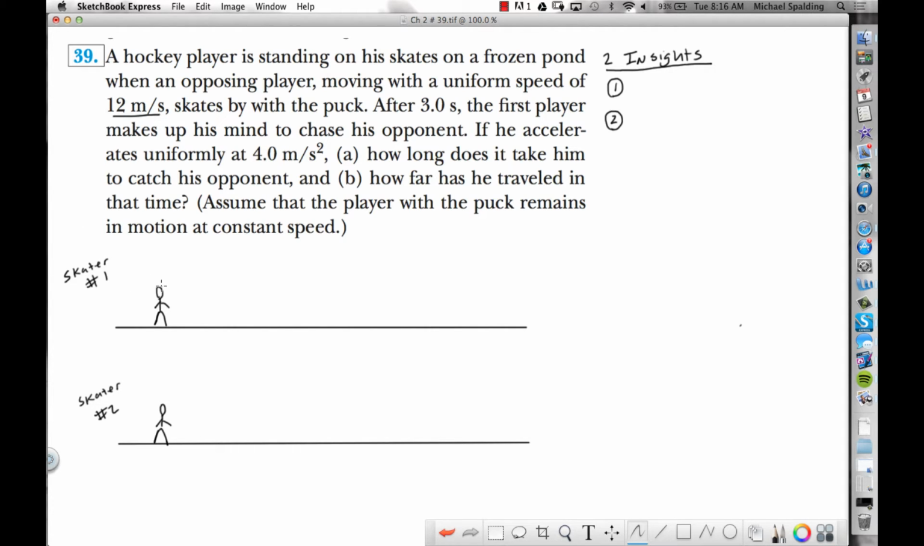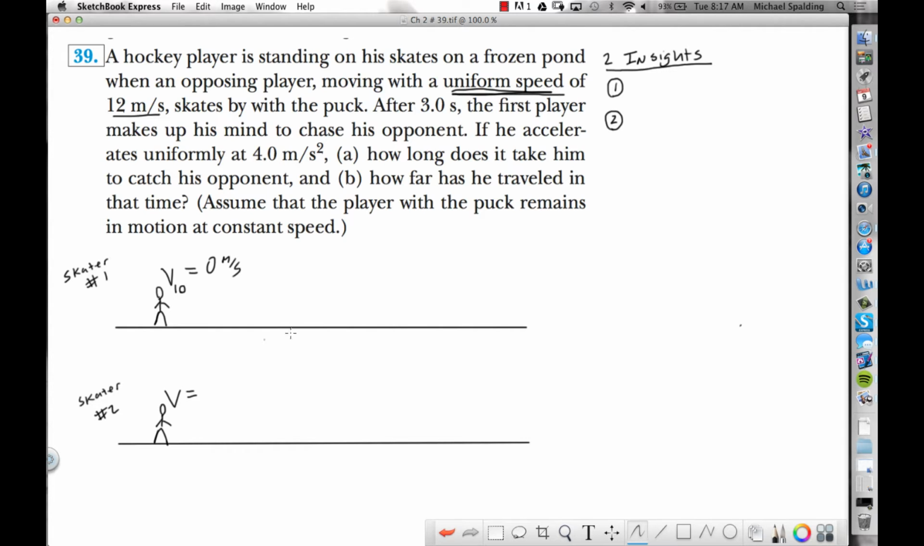Okay, so skater number 1 is going to be the guy that starts at rest. So I'm going to label here V1 initial. That's the way you read that, not V10. V1 initial is 0 meters per second. Now skater 2 is moving with a constant speed. They tell us right here, a uniform speed. The word uniform and constant are interchangeable.